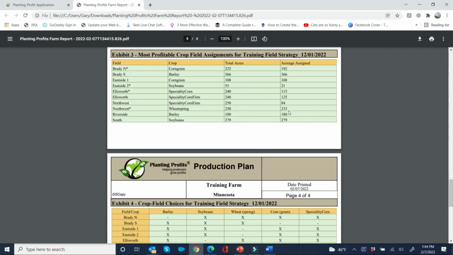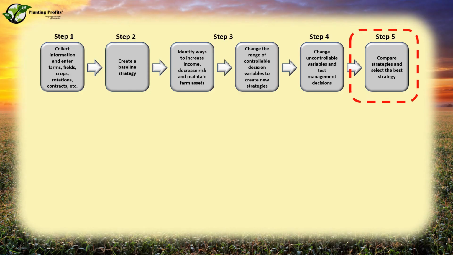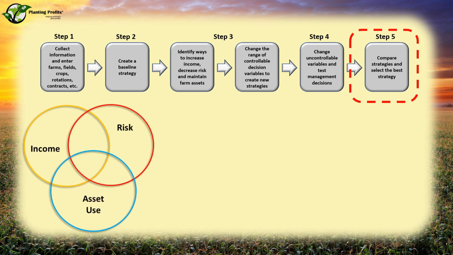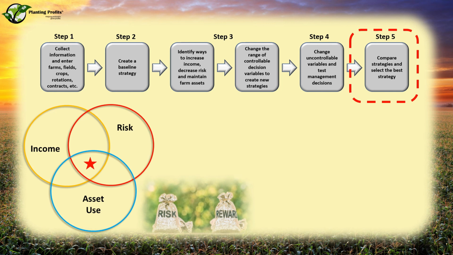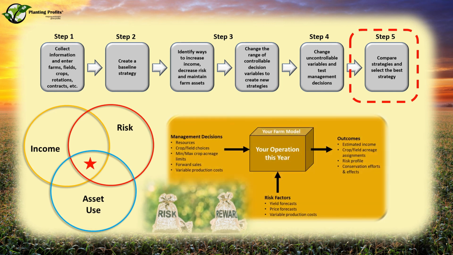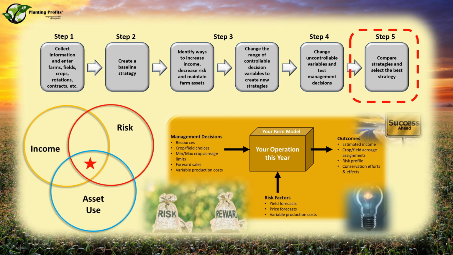To summarize, comparing strategies to find the best crop mix is an individual's individual decision. It depends on how one weighs trade-offs among profitability, risk, and asset use. Consider what is controllable and what is not. Follow the planning process, but avoid analysis paralysis. Final management decisions are made based on available information, experience, good analysis, and yes, informed intuition.